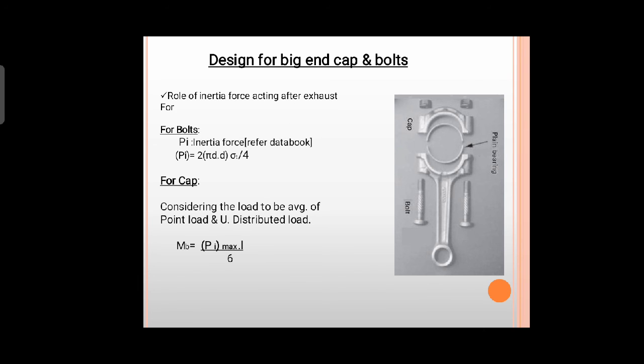Role of inertia force acting after exhaust force for bolt and cap. Inertia force Pi equals 2 by d dot d dou t by 4. Considering a load of average of piston load and uniform distribution load. Bi max, l divided by 6.